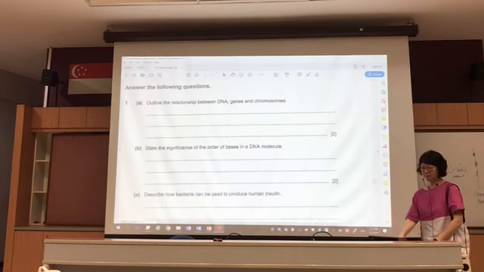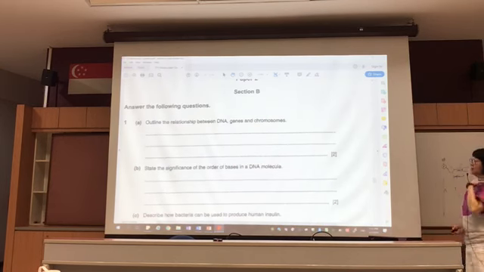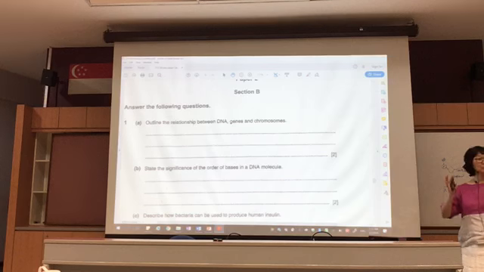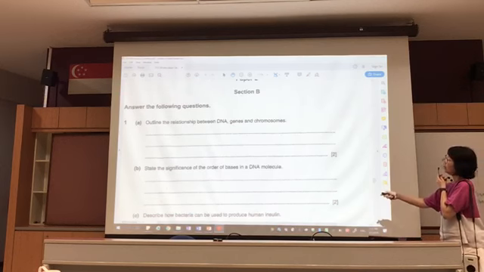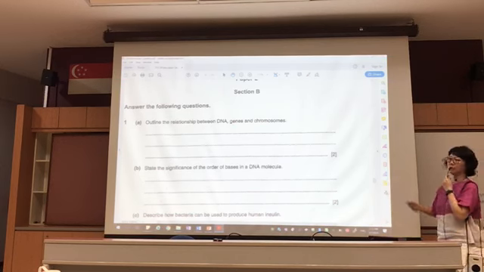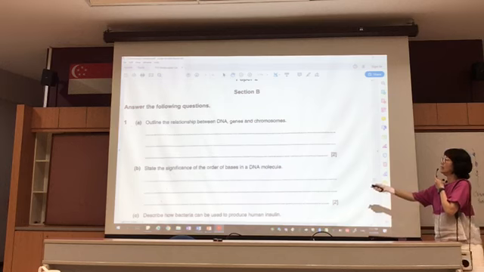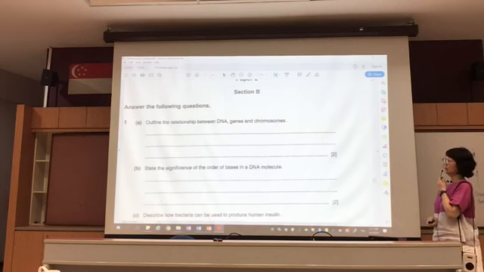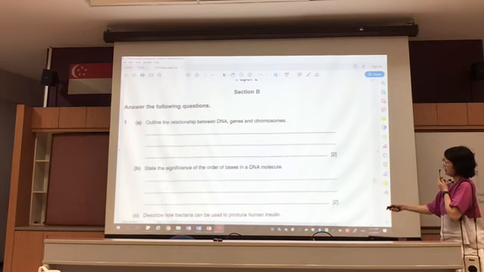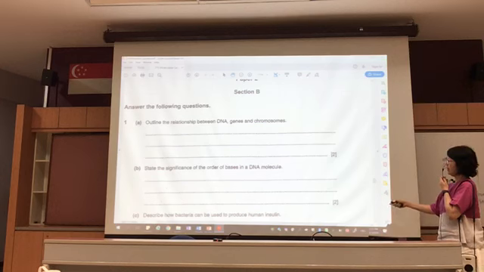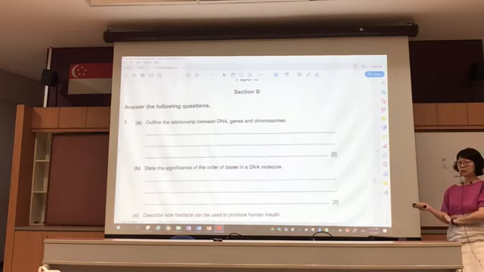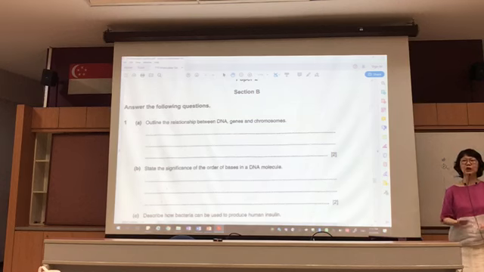Now we look at what has come out in the past years. This is very interesting. So when you study, you know what to focus on. Outline the relationship between DNA, genes, and chromosome? What is DNA? What's gene? What's chromosome? Gone through, right? State the significance of the order of bases in a DNA molecule. What's the answer to this? What's the importance of the order of bases? If you change the order, what does it mean?